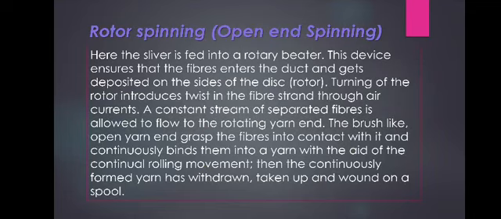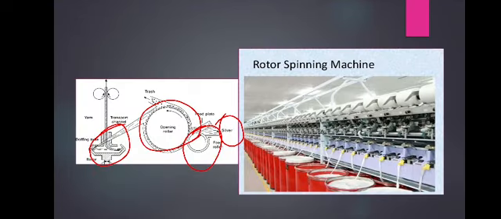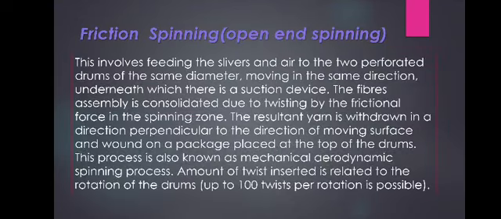The drawing out and twisting is one operation, and the yarns are formed. These yarns are wound on a spindle in a second machine or in a second process. So this is known as the open end spinning or the rotor spinning process. Then the friction spinning process. This is also one type of open end spinning.